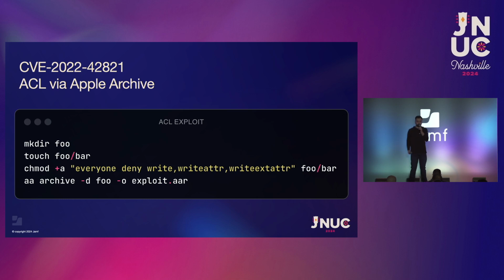And then other researchers found that you can leverage ACLs with Apple Archives. It's a dedicated archive format that Apple provides, and that actually preserves that metadata. So using the same technique with a very restrictive access control list, you create an archive with Apple Archive. I'll be getting into Apple Archive throughout the presentation.